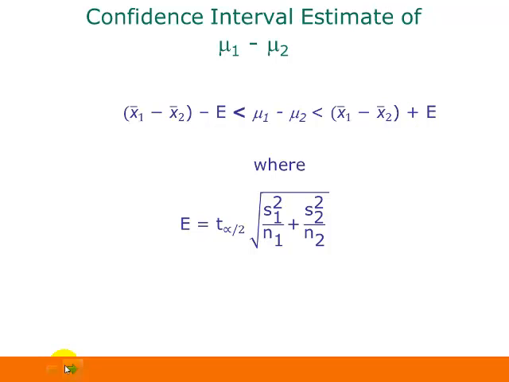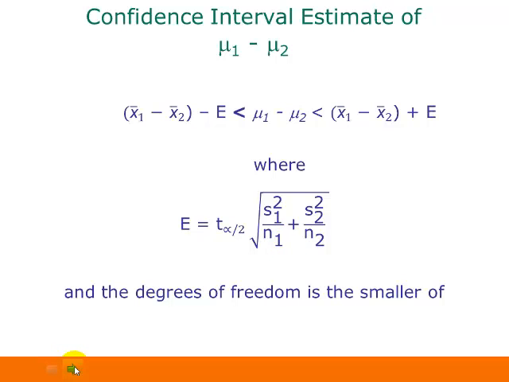And here's the formula for our margin of error. Again, we're using the t-distribution for this to get our critical value. And the rest of the formula looks very much like what we just did in our hypothesis test to get our test statistic. It's part of that formula. And again, for our degrees of freedom, we're using the smaller of the two sample sizes, minus 1.